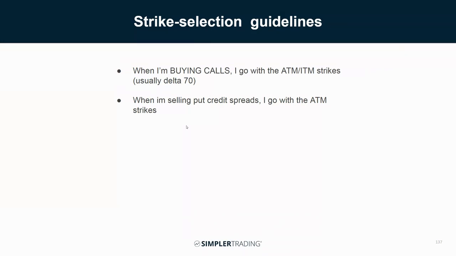You buy a call, you buy a put, you typically go with the Delta 70. That's what I have found is a sweet spot, guys. Buy calls, Delta 70, put credit spreads, sell on the at the money strikes.